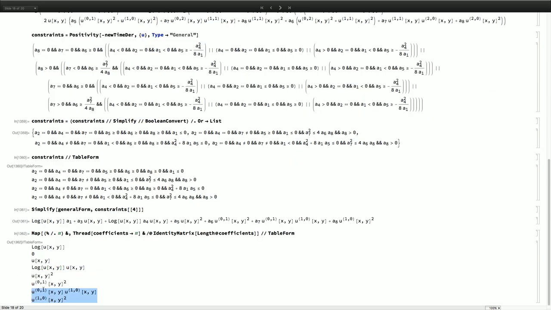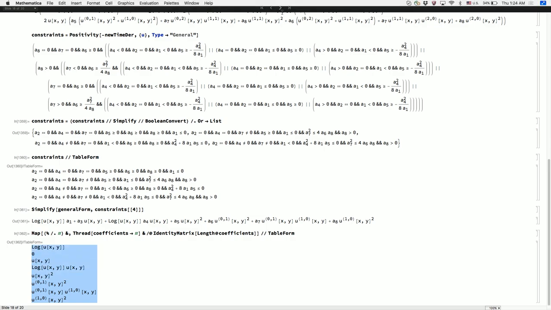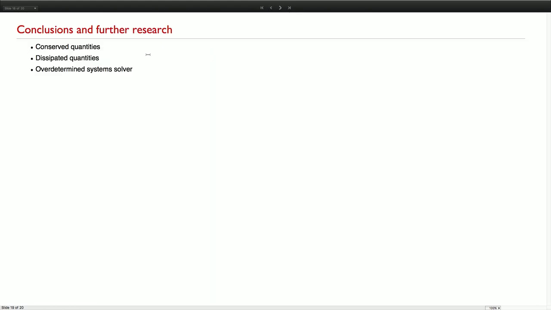And here are the terms of our expression, which is the dissipation law for the heat equation. And in conclusion, we have found conserved quantities and dissipated quantities using some basic functions.